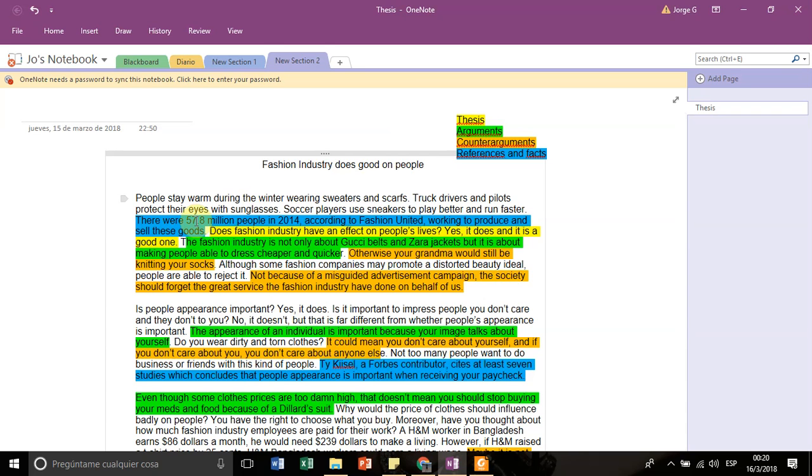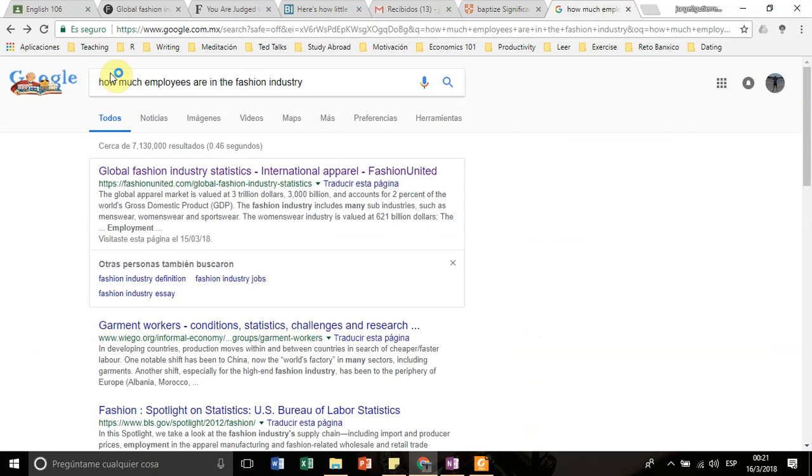One of my ideas was to make people understand that the fashion industry employs millions of people and that is good for families, because families have an income to buy their food, their clothes, and pay their education. So I did not create this number. I just went to Google and wrote how many employees are in the fashion industry.